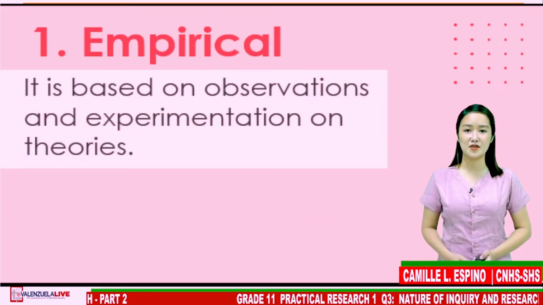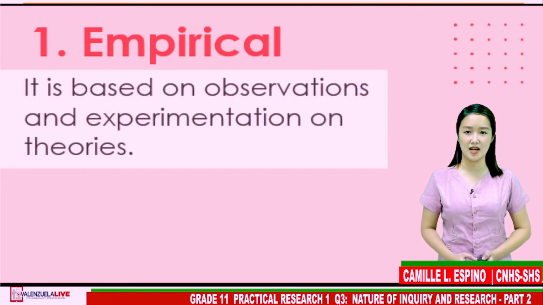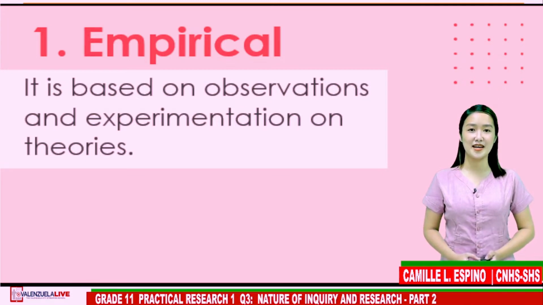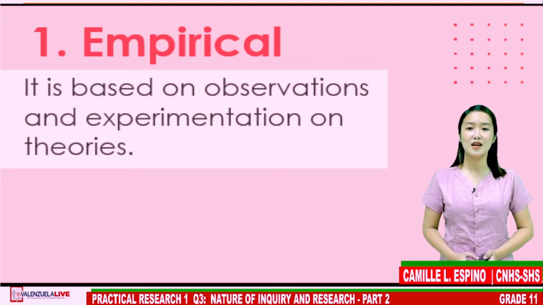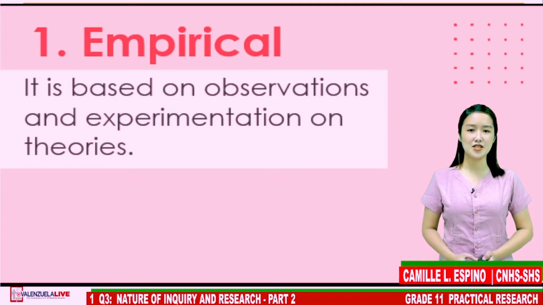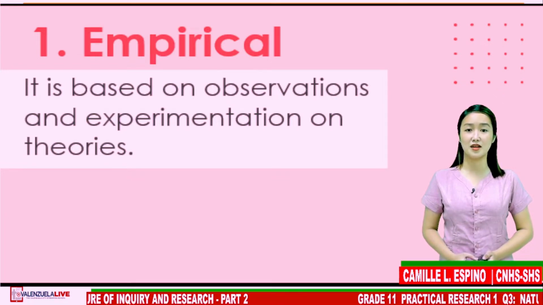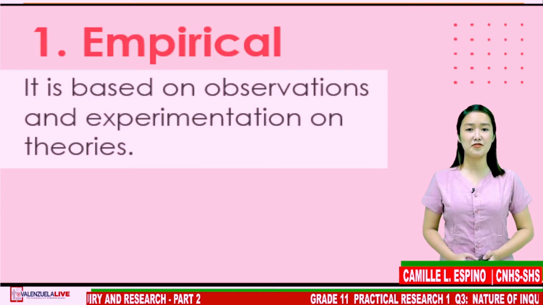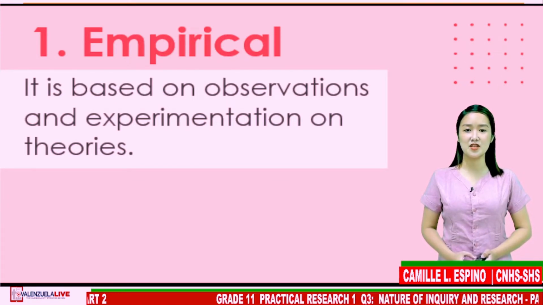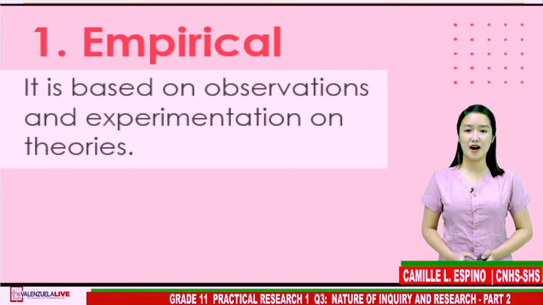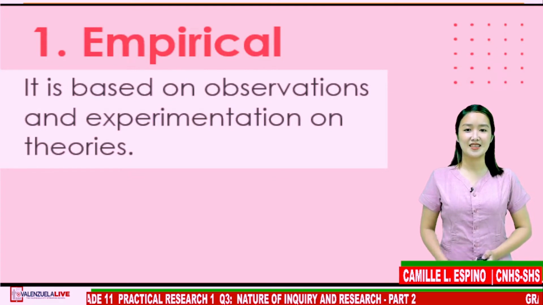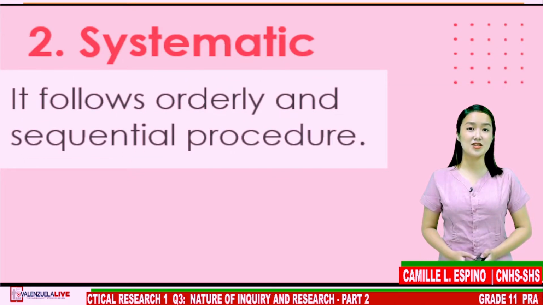The first characteristic of research is that it is empirical, meaning it is based on direct experience, observation, and experimentation on theories by the researcher. It is not an opinion-based paper. You must understand that research cannot invent another truth or theory without performing an observation or experimentation. It is necessary for the researcher to establish his or her argument based on the evidence that his or her study provided.